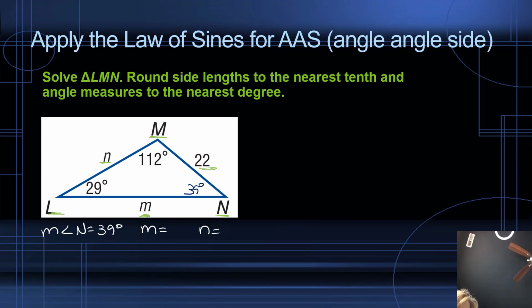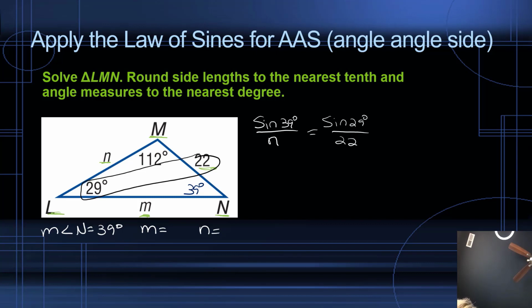I'm going to say, and this is where we're using the law of sines, the sine of 39 degrees will be over its corresponding side, which is n, and that's what we're trying to solve for. And then we have this that we know both of, so we can use those. So that equals the sine of 29 degrees over 22. And if you remember, you can use cross multiplication when you have two fractions, okay? So that's what I'm going to do right now.